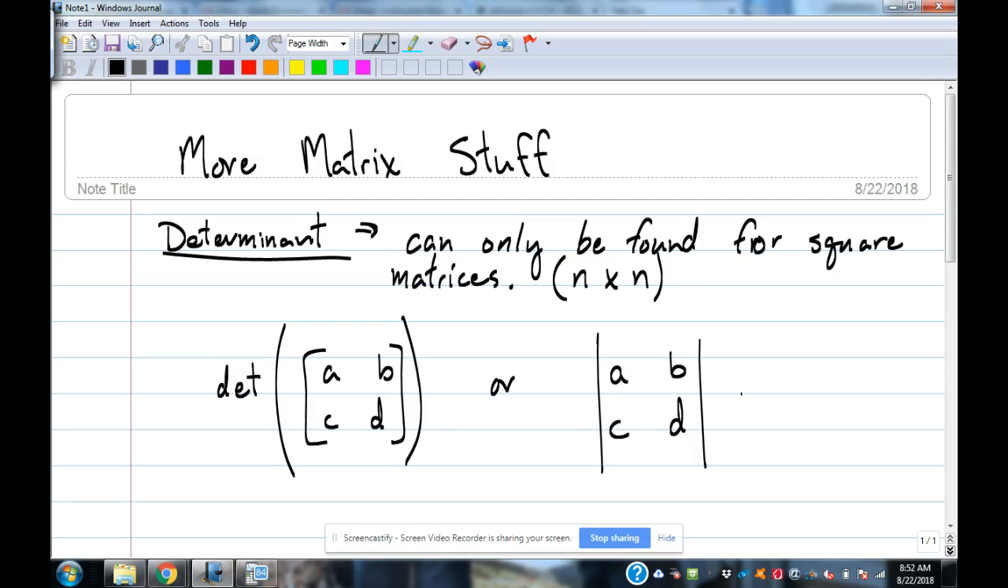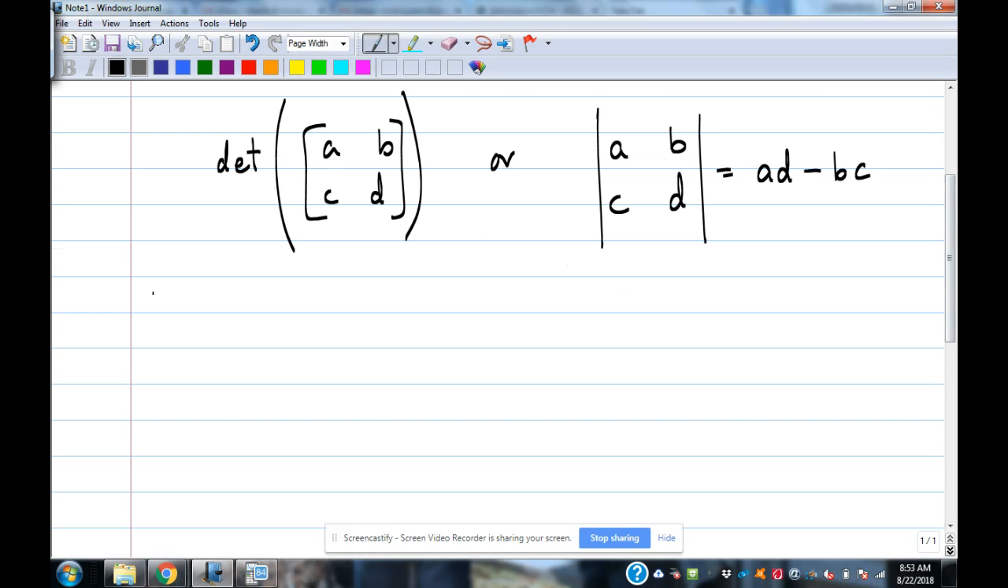2 by 2s are easy to do by hand because all you do is multiply the diagonals. A times D minus B times C. And that number that you get is the determinant of that 2 by 2 matrix. Multiply the diagonals. Always start in the top left, and that goes first. A times D, then B times C. So it's easy to do by hand for 2 by 2s. I'll show you how to do it with a calculator as well, but it's easy stuff.